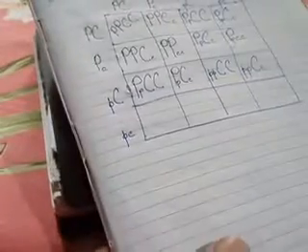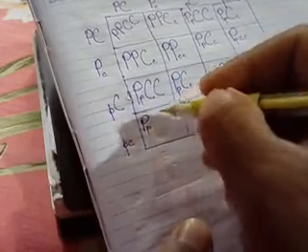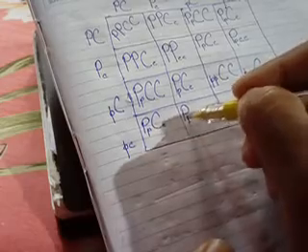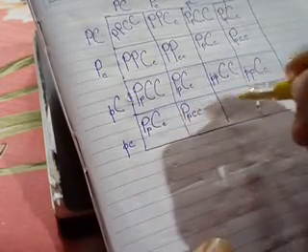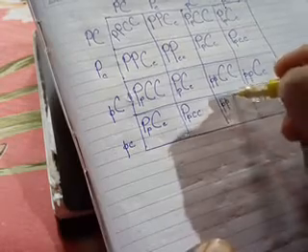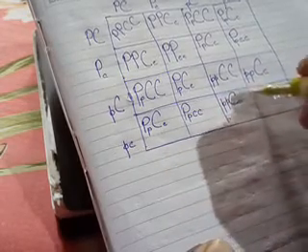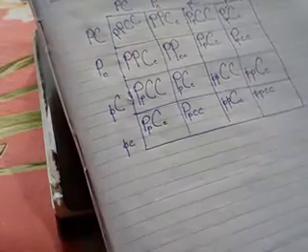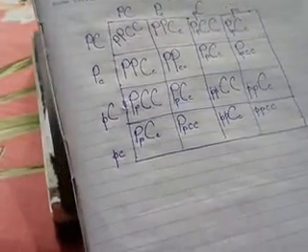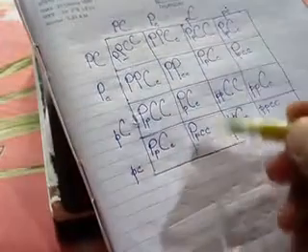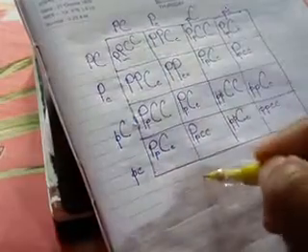And what we have is capital P small p, capital C small c, capital P small p, small c small c, small p small p, capital C small c, and small p small p, small c small c. So after getting these 16 different combinations, what we can write is: this is PPCC, this is purple.